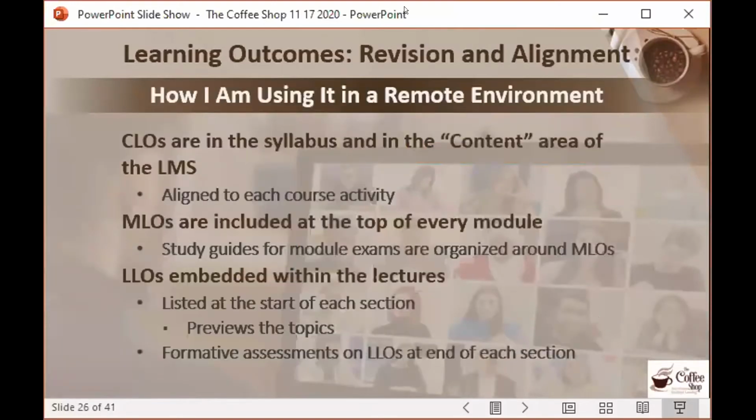So in a remote environment, I'm using it very similarly to how I'm using it in a face-to-face environment. The CLOs are in the syllabus and very prominently displayed on the LMS, and each course activity is aligned to at least one of those CLOs. Throughout the semester, I actually have students reflect on their progress toward these CLOs.